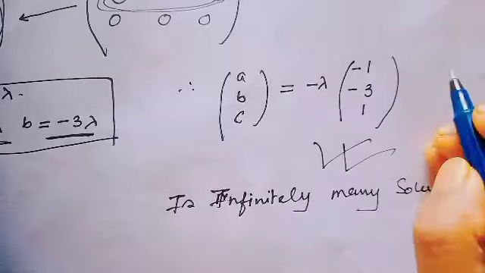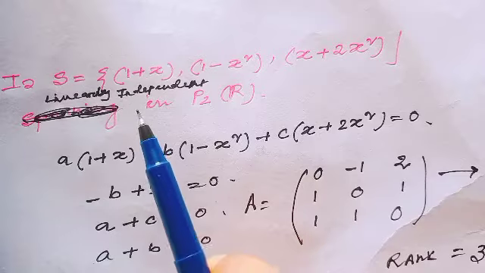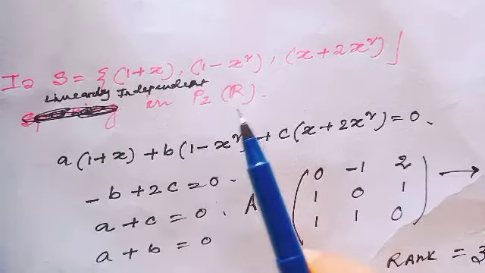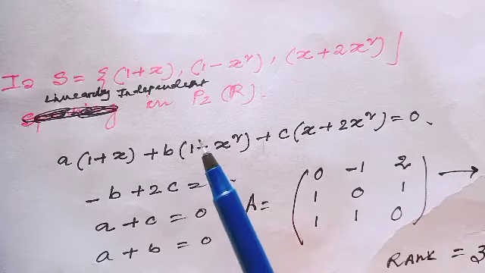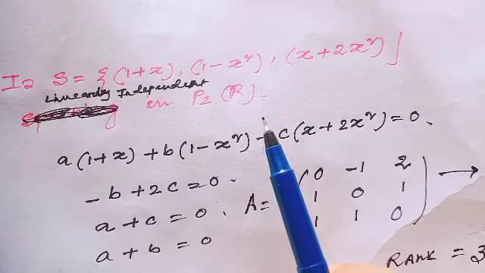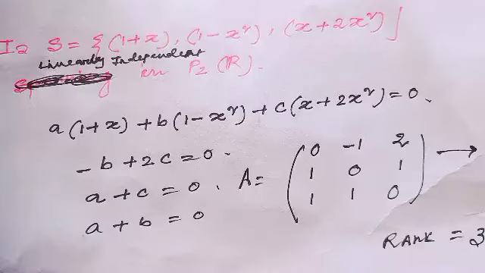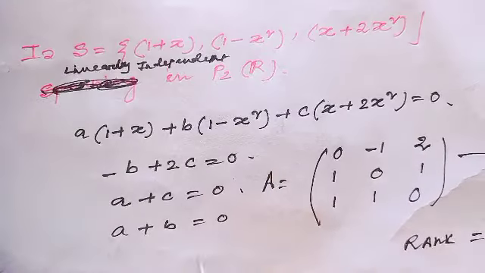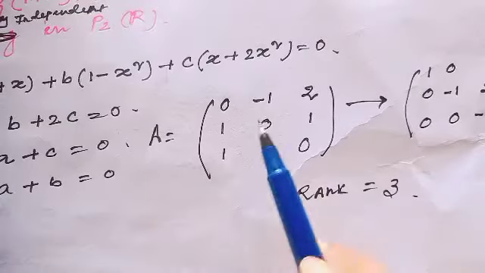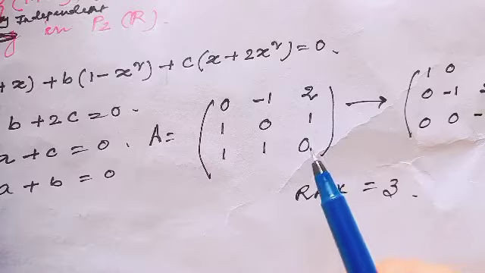Because here lambda be any real number. Our next question is the set which contains 1 plus x, 1 minus x squared, x plus 2x squared. Is the set linearly independent in P2(R)? Similar to before, from this the matrix would be 0, 1, 1, minus 1, 0, 1, 2, 1, 0.